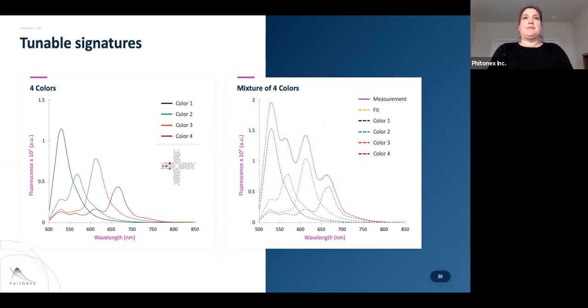Having these narrow signatures is great in terms of conventional flow cytometry, but as we start to think about building out the spectrum in spectral cytometry, we can even tune that. This is an example showing that we can use multiple different fluors, and if we need to create a unique signature, we can do that. So there's a lot of ability to tune both the brightness and the signature.